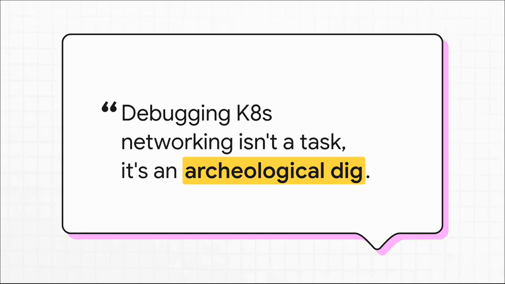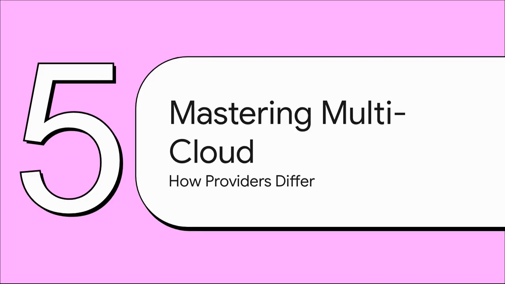I just love this quote because it is so painfully true. When a request fails, where did it go wrong? Was it the ingress, the service, some weird firewall rule, a misconfigured pod? You have to become a digital archaeologist, digging through layers and layers of abstraction to find the root cause. It's why one of the first things you learn to do is just trace the path, checking logs at every single hop.